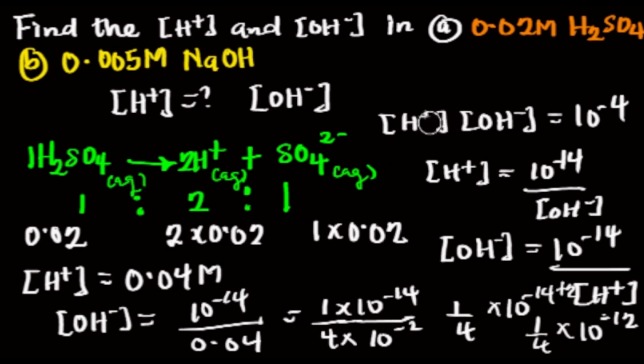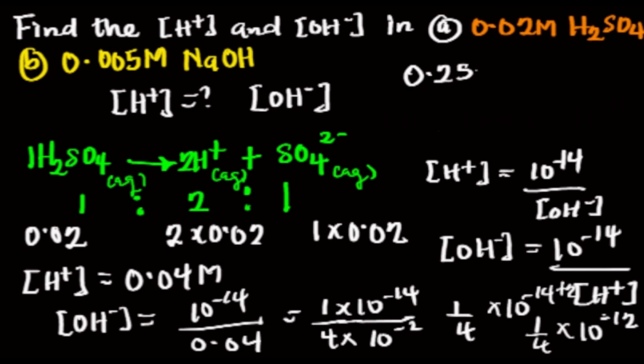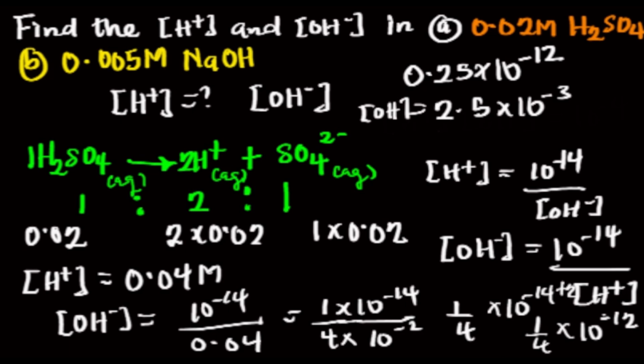Let's go ahead and erase this side so that I can solve the final answer. 1 over 4 is 0.25, so we have 0.25 multiplied by 10 to the power minus 12, and this is approximately 2.5 times 10 to the power minus 13. So that's the concentration of hydroxide ion in molar, while this is the concentration of hydrogen ion. So that of hydroxide ion is 2.5 multiplied by 10 raised to the power minus 13 molar.